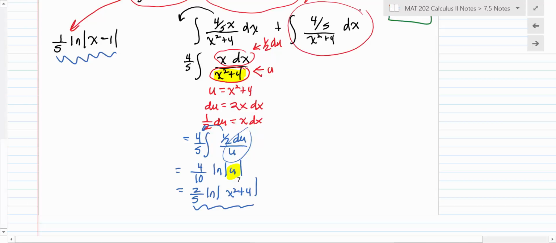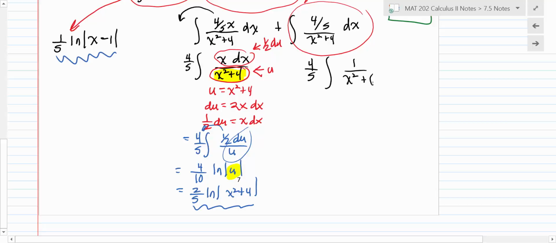Does that have a structure that you're familiar with? We've seen that before, right? What kind of integral is that? That's an arctangent integral, right? Okay, so what you're going to do with this is you're going to bring the 4/5 out, and then you're going to have the integral of 1 over x squared.